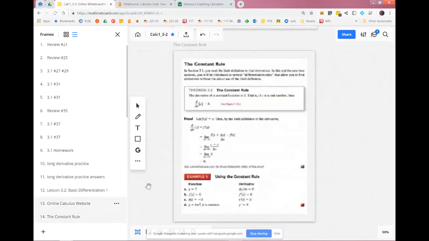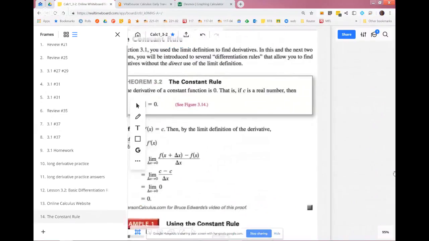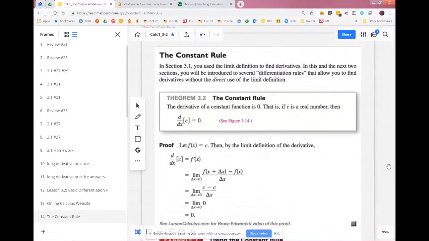The first rule is called the constant rule. And that simply says this: if you want to take the derivative of any function that's a constant, here signified by the letter C, this is simple. The derivative is 0.